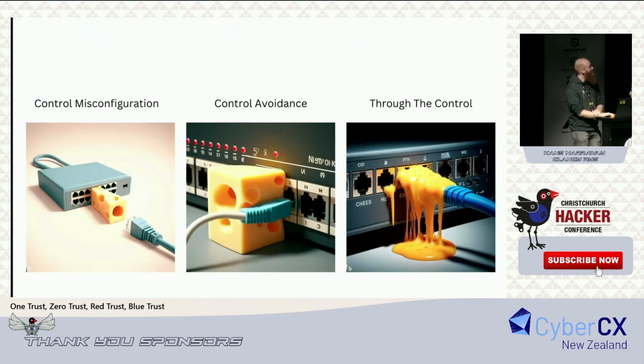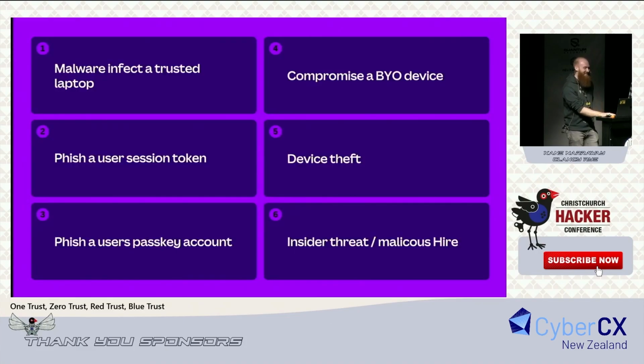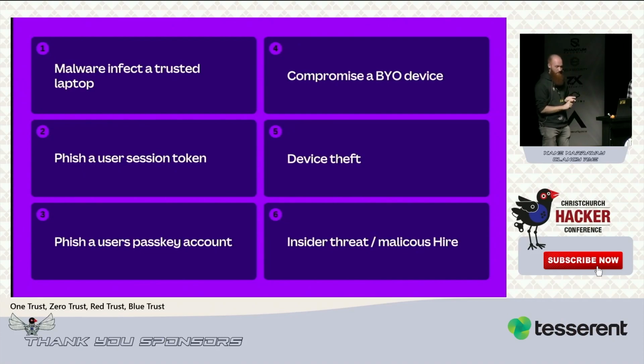And finally, we just have going through the control. What does this mean? This means compromising the user, their device, or both. And so while zero trust strengthens these controls, it does not make them infallible. And finally, I think insider threat is a really interesting one. You can just pay someone to give you the data you need. You don't need to do any hacking, right?